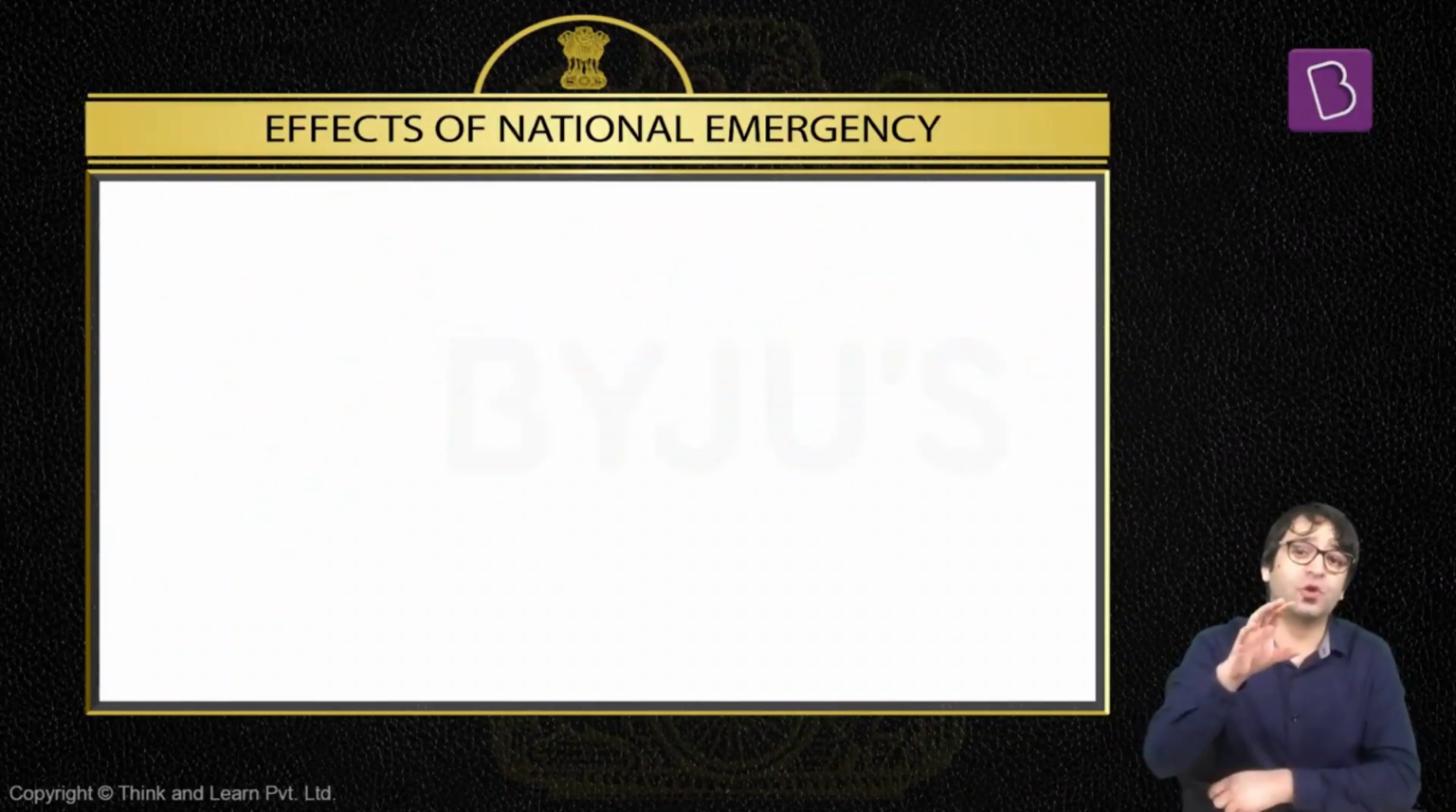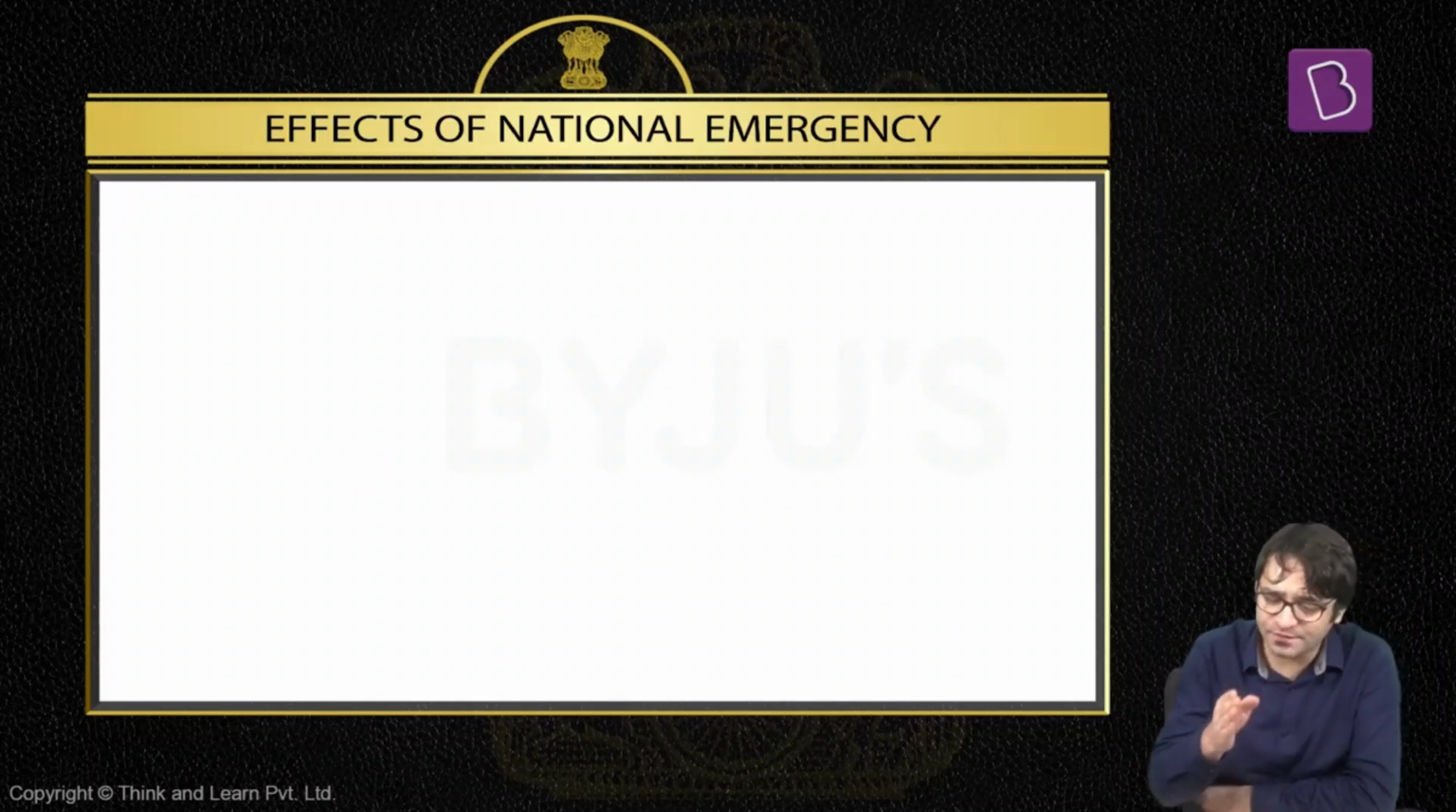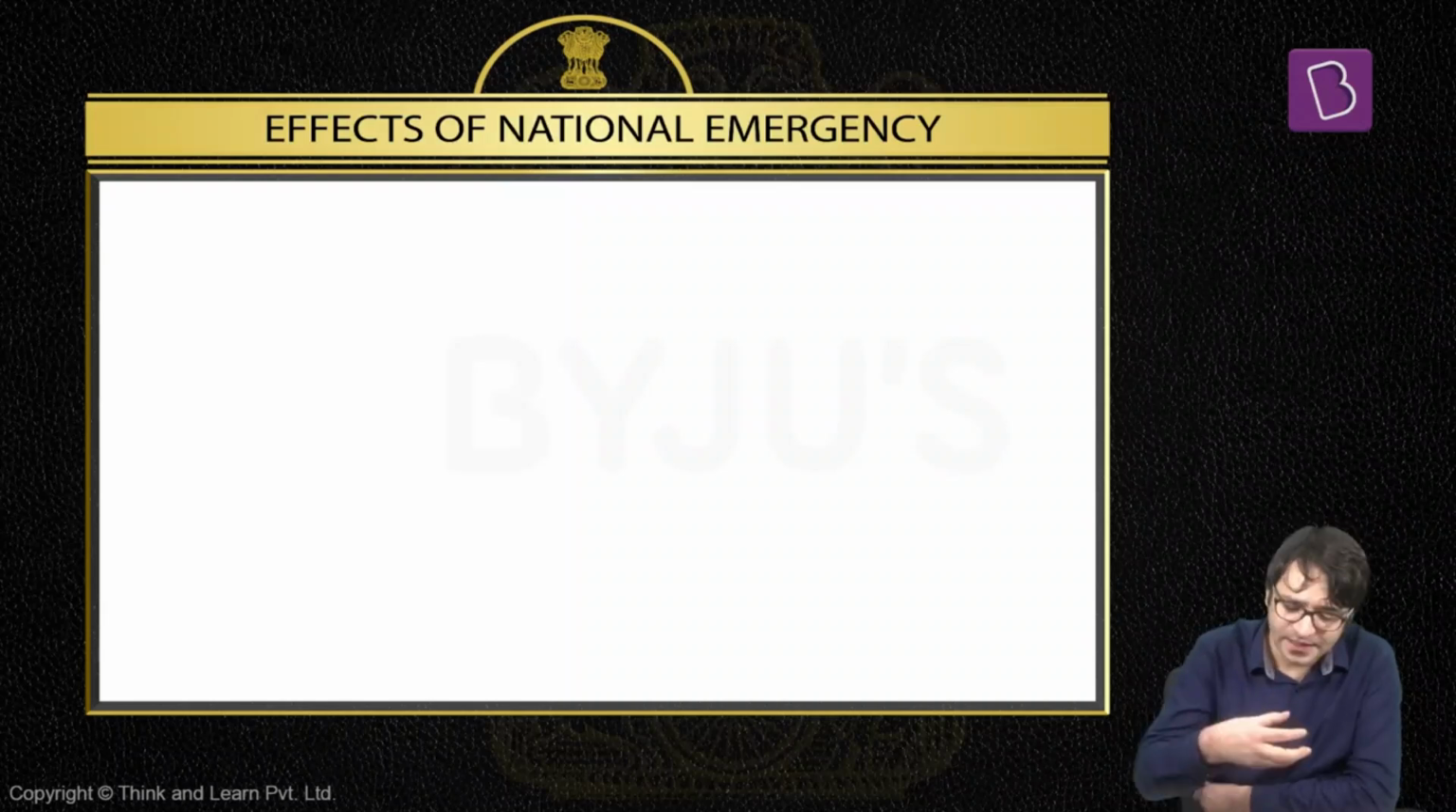Now comes the most important part of national emergency. To understand that, let me take you back. What are these emergency provisions? Article 352, 356, 360. These emergency provisions, even without formal amendment to the Constitution, change our federal Constitution into a unitary one. And how? Number one, national emergency under Article 352.